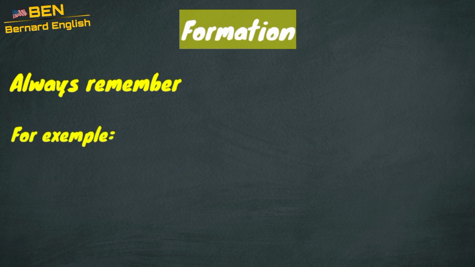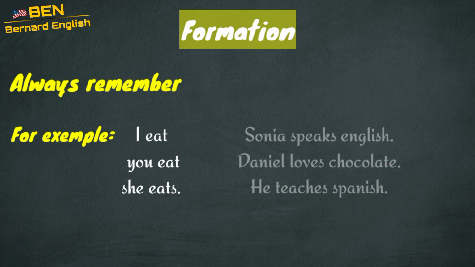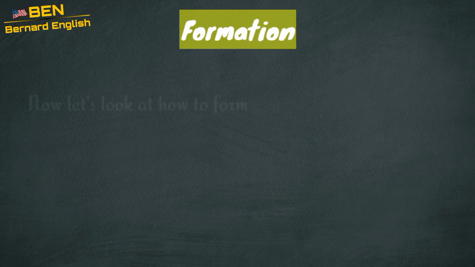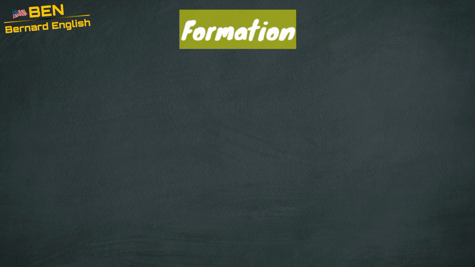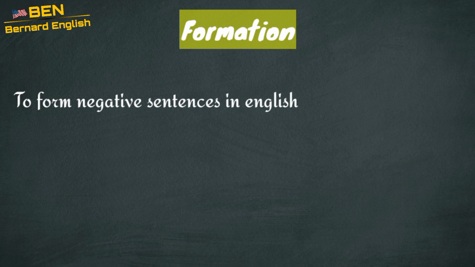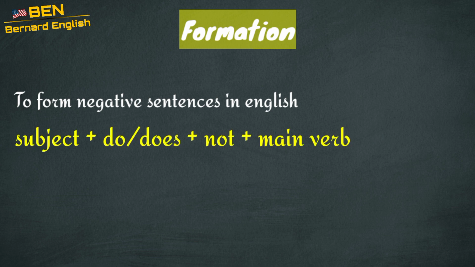For example, I eat. You eat. She eats. Sonia speaks English. Daniel loves chocolate. He teaches Spanish. Now let's look at how to form negative sentences and questions. To form negative sentences in English, we have the subject followed by the auxiliary do, conjugated to match the subject, plus not plus the main verb.